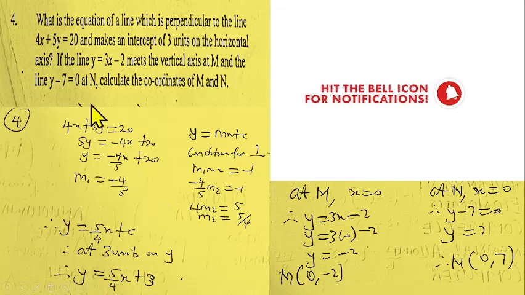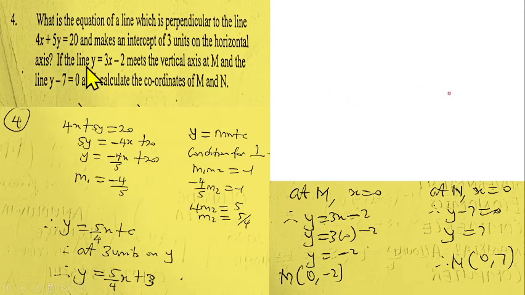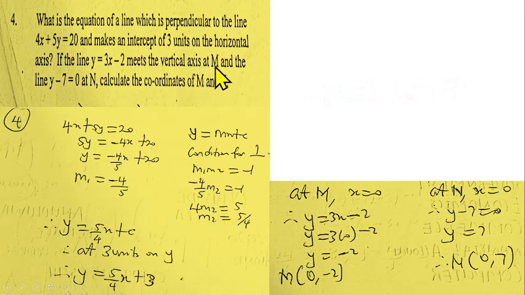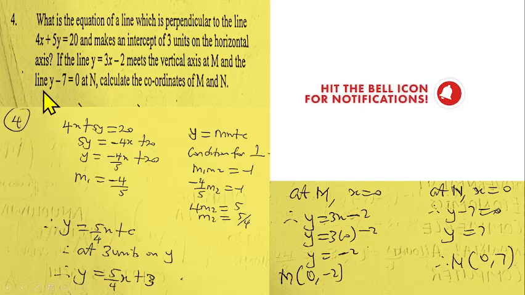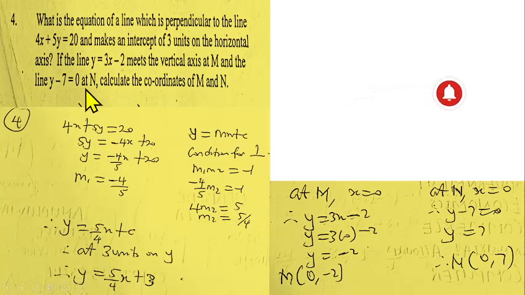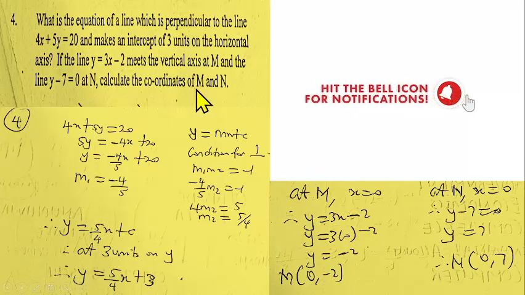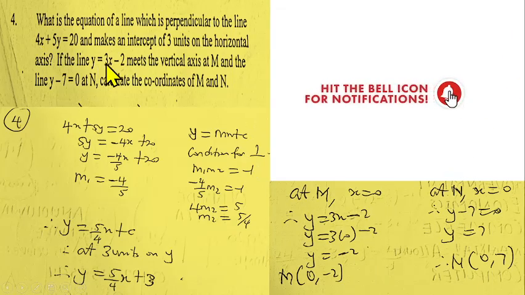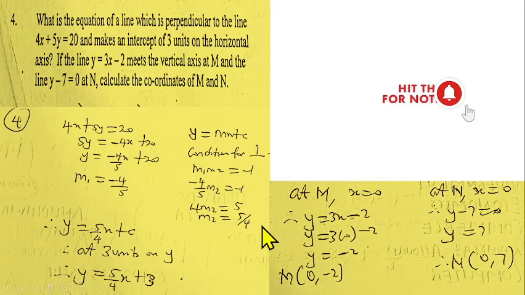So if that's taken care of, let's look at the next question. If the line y equals 3x minus 2 meets the vertical axis at M, and the line y minus 7 equals 0 at N, calculate the coordinates of M and N. So there's a straight line that meets the vertical axis at M. So at this point M, since the line meets the vertical axis, that means x will be equal to 0 at that point, because on the y-axis x is equal to 0, as we know.